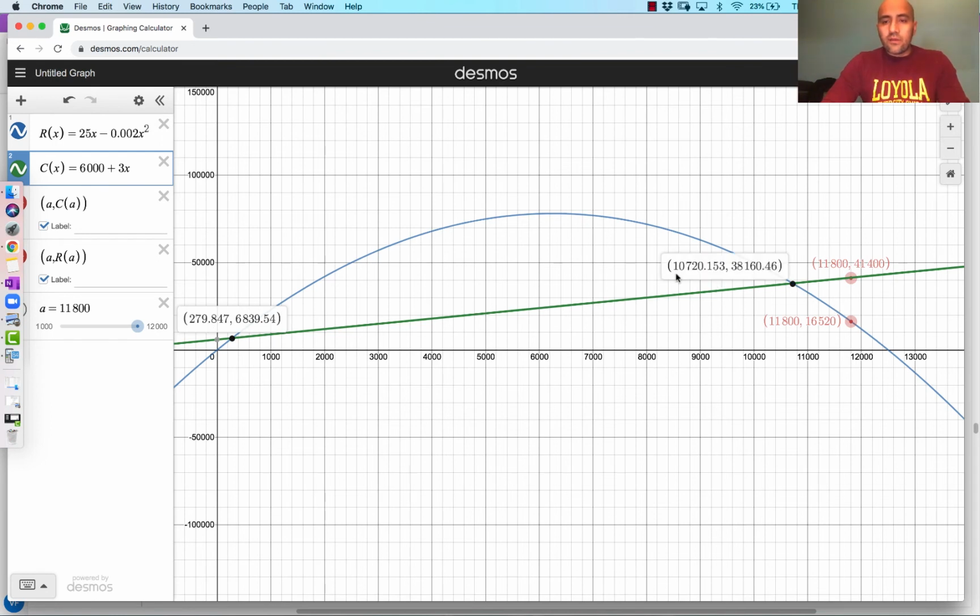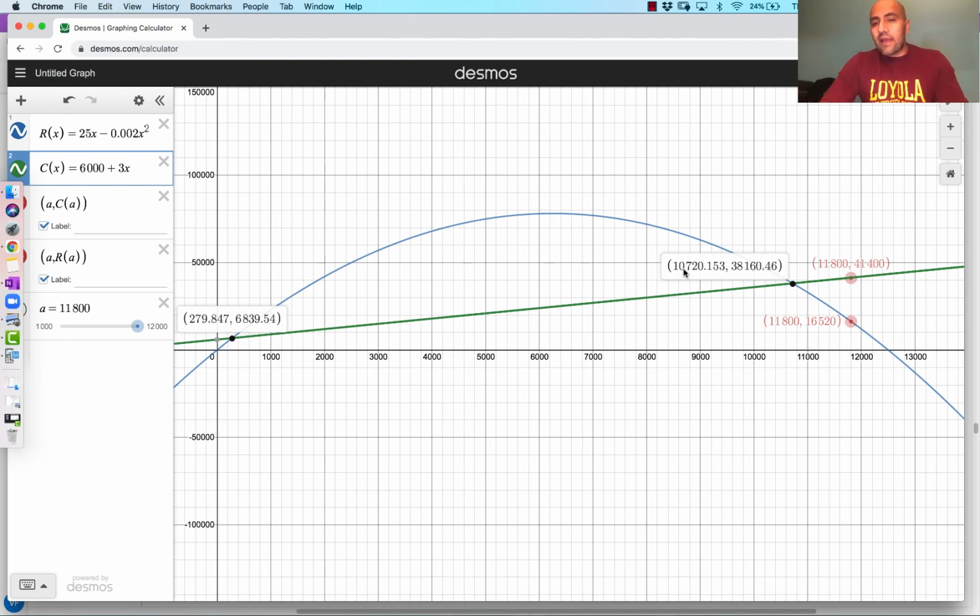And then over here is the other one at 10,720.1. So somewhere between 10,720 and 10,721 units will be a place where the cost of producing that many units is equal to the revenue collected. And in fact, Desmos also gives us the actual value. That's what this output value is. At 279 units, it looks like both the revenue and the cost are about $6,839, and so they both equal each other. Therefore, the difference between the two is 0. Therefore, the profit is 0 at that point.